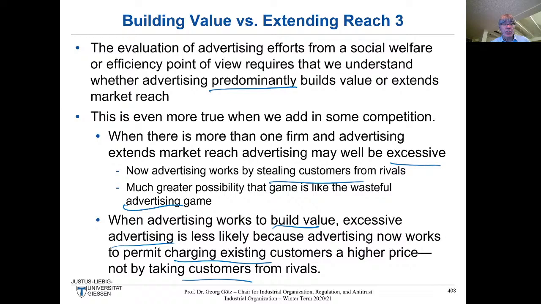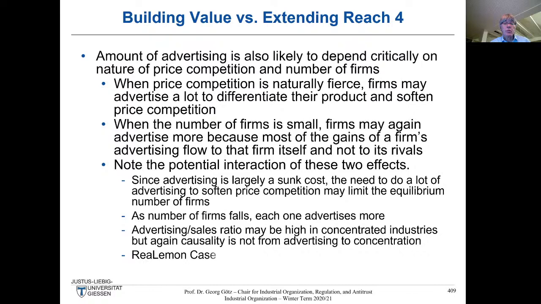And I think this is the last part I want to tell you. Building value versus extending reach. Here the amount of advertising really depends critically on the nature of price competition and the number of firms. And rather generally, of course, if price competition is fierce, firms may advertise a lot to differentiate their product and soften price competition. So this is again different from the Grossman-Shapiro world, but rather that you convince them that this Volkswagen is really a completely different car than any other car.